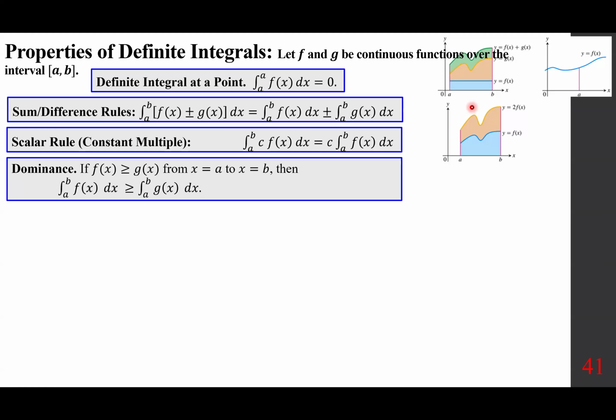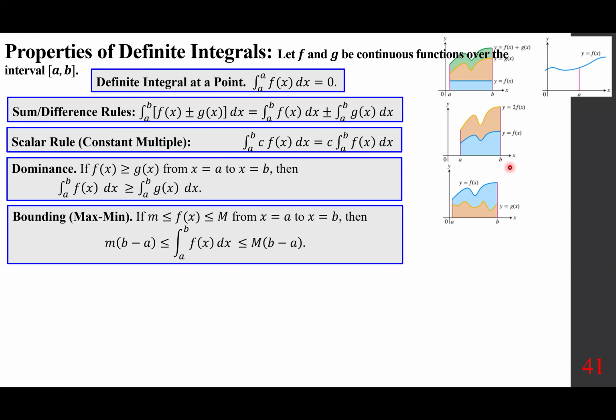Dominance: if f is larger than g, as long as it's within the interval of interest, the rest is not important. In other words, from a to b, the integral from a to b of f of x dx must be greater than the integral from a to b of g of x dx. So if f is on top of g entirely, then the definite integral must be larger.